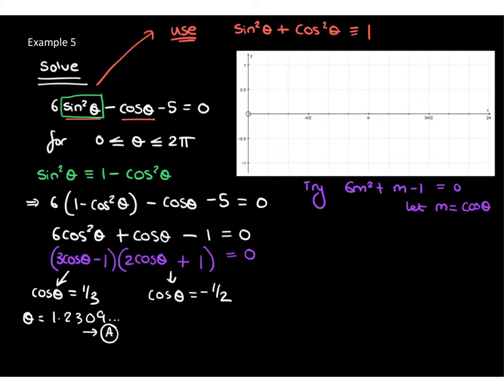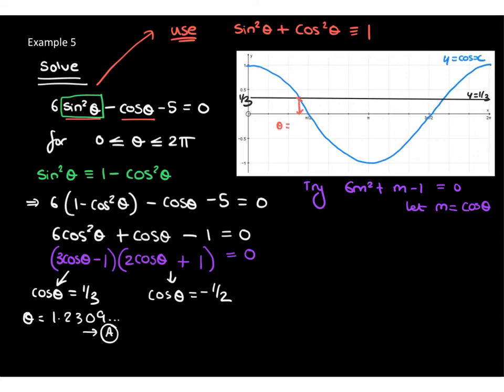And I'm going to sketch the trigonometric graphs here of y equals cos x on the set of axes. So here's my graph of y equals cos x in blue, and here is a graph of y equals 1/3, and here is my first point of intersection there, which of course is this value, theta equals 1.23, etc. Now, from the symmetry of the trigonometric curve, the other answer, which is over here, is 2 pi subtract that value of theta.